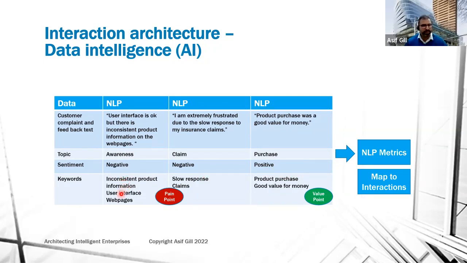And some of the keywords we can pull from our data as well using NLP. Let's say they're talking about inconsistent product information or user interfaces and pages. So these are the slow response on the claims. So they are the pain around there. The other kind of keywords we can look at, there was a product purchase and good value for money. So all this can go into an NLP matrix and map to different interactions and different channels. And then we can see which areas we need to uplift.